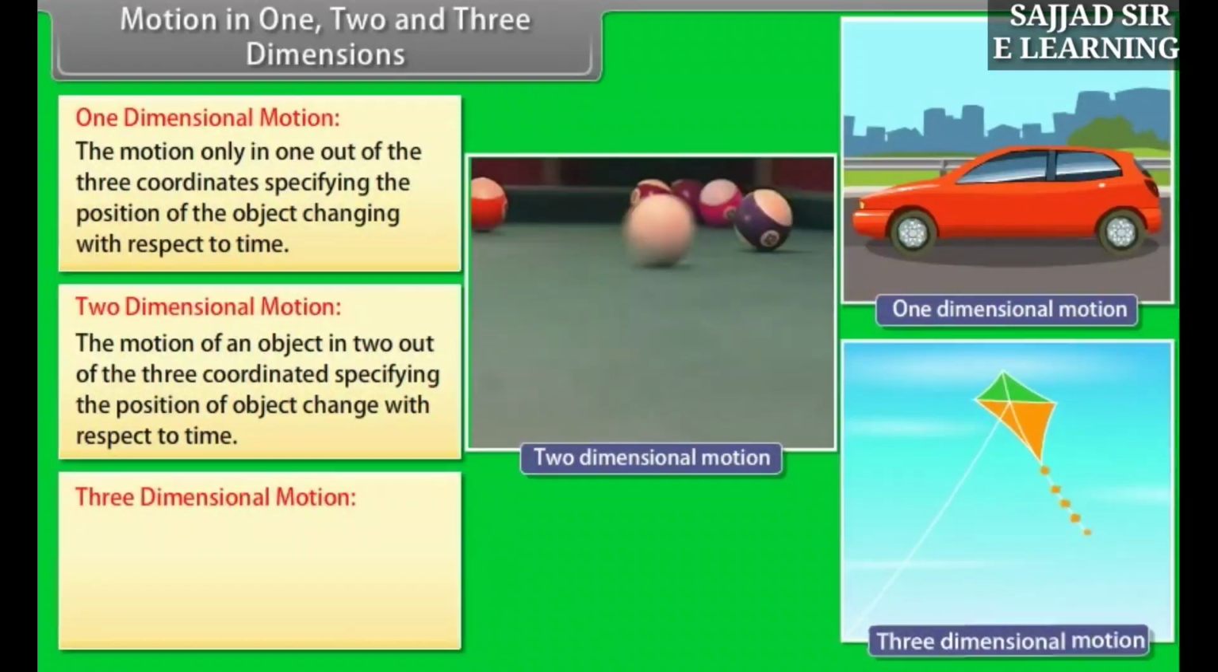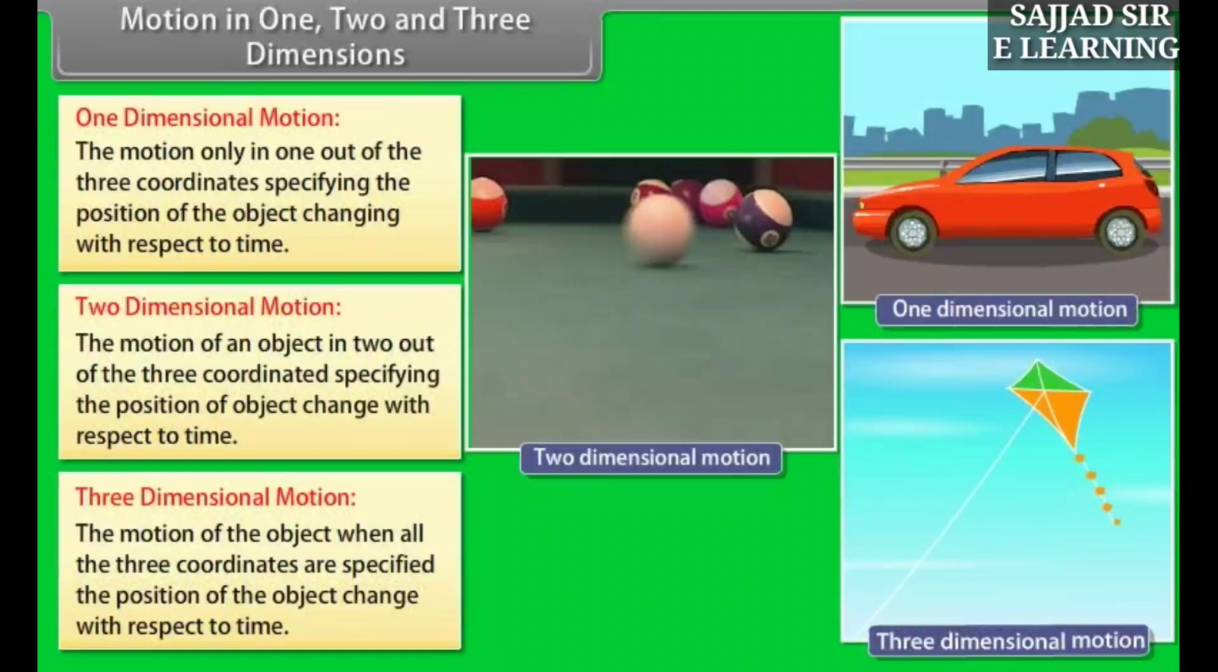Three-dimensional motion: the motion of the object when all the 3 coordinates are specified, the position of the object changes with respect to time. Example: a kite flying on a windy day.